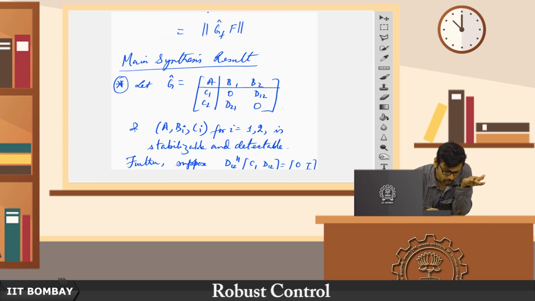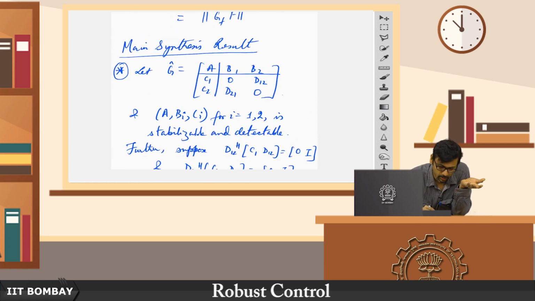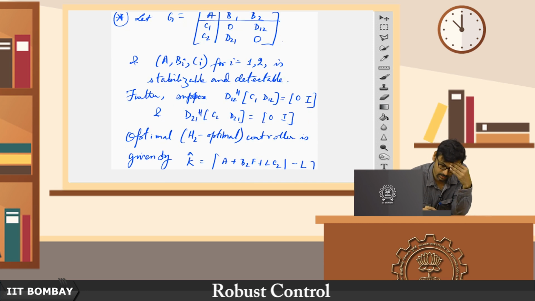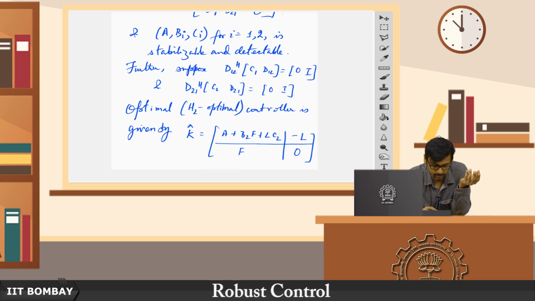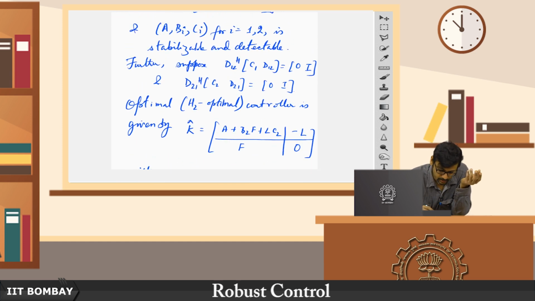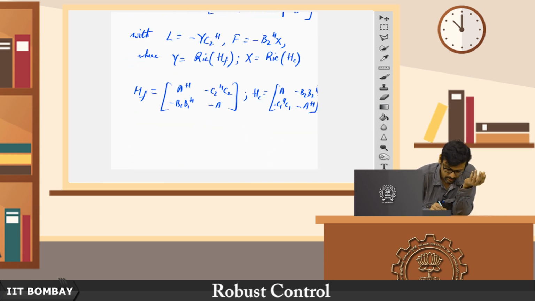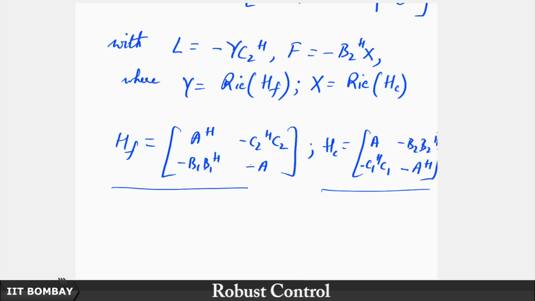So what do you have? You have a plant given by A, B1, B2, C1, C2, D12, D21, where of course the corresponding triplets are stabilizable and detectable, and further suppose these two conditions are also met. Then what is the first thing you do? Well, based on the plant parameters, cook up these two Hamiltonians. Observe that these Hamiltonians do not require anything other than the plant parameters. So cook up these Hamiltonians.